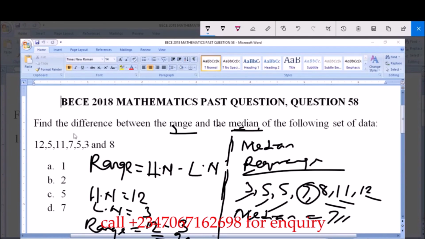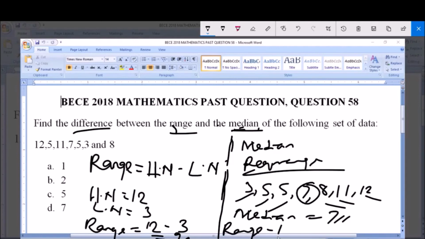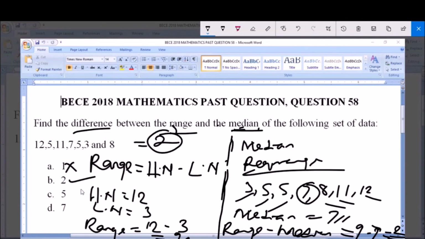Now the question says the difference, that is subtraction. So we have to subtract median from the range, and so therefore the range minus median will be equal to 9 minus 7, and this is equal to 2. So therefore the answer is 2. Option A here says 1, B here says 2, which is correct, C says 5 wrong, and D says 7 wrong. So the correct answer to this question is option B, 2.